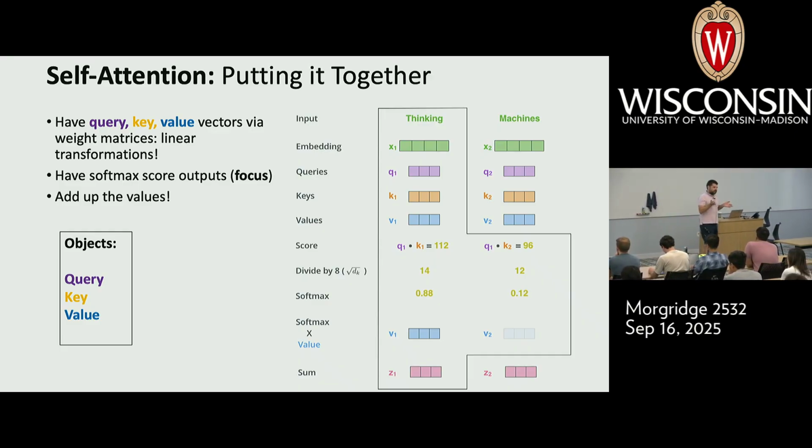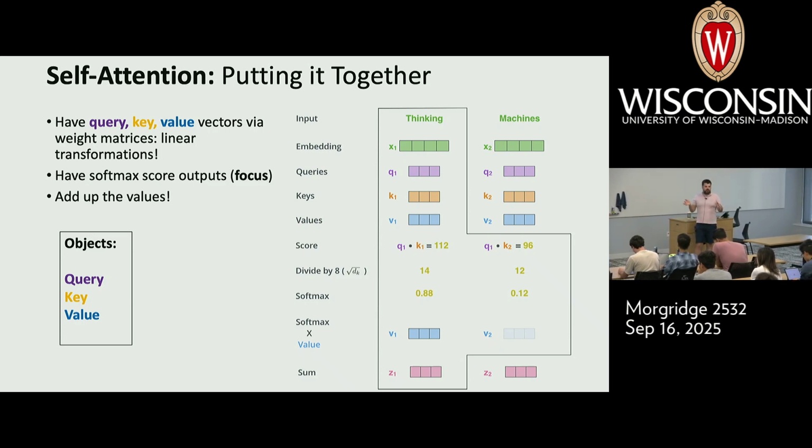And what is this guy? Just this linear combination of the value vectors. That's all that's sitting inside it.